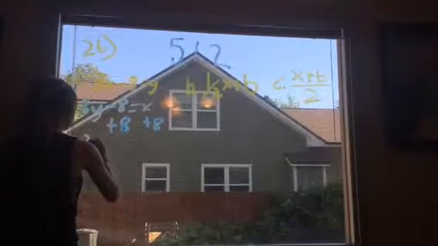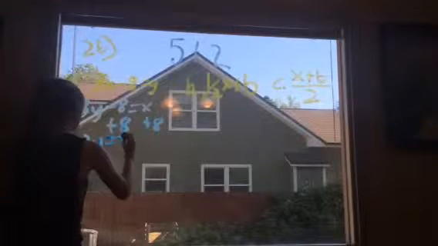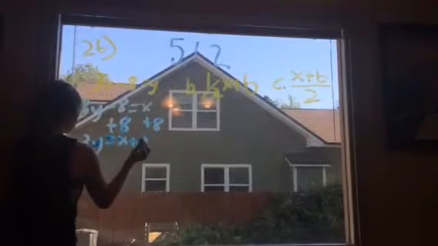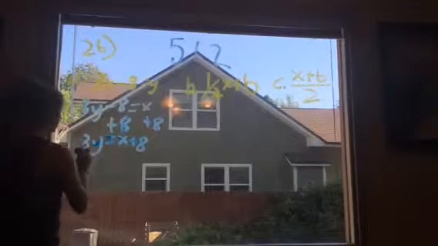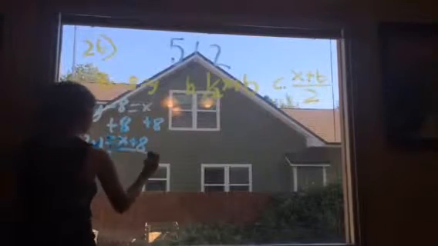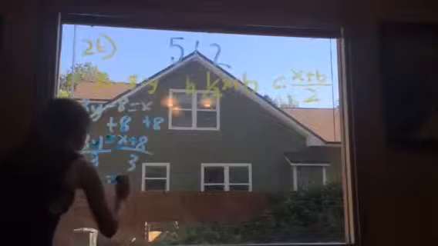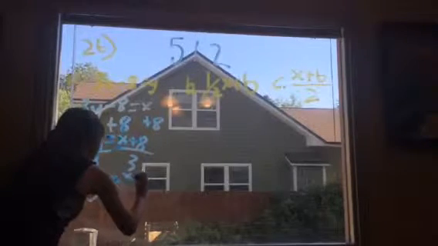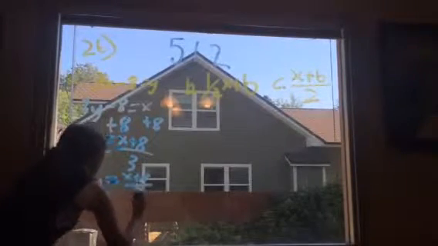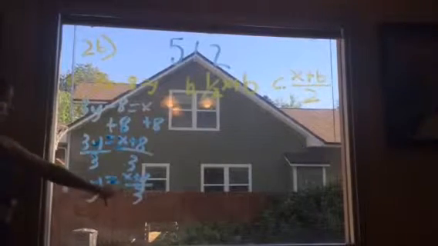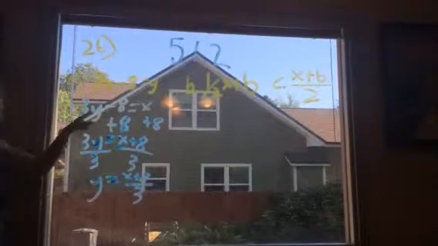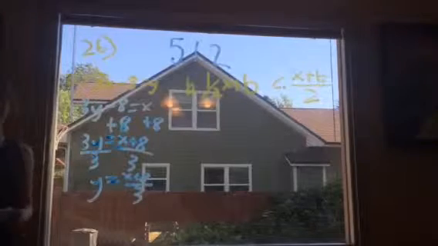Then you have 3y equals x plus 8. Then you would divide by 3 on each side. So y equals (x plus 8) over 3. And (x plus 8) over 3 is the opposite of 3x minus 8 equals y.